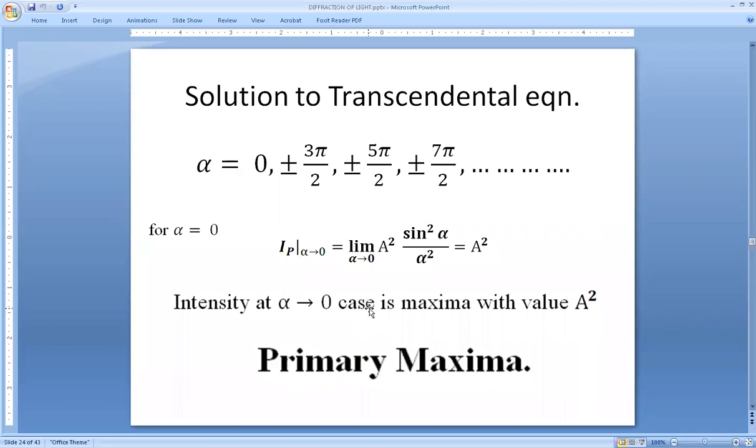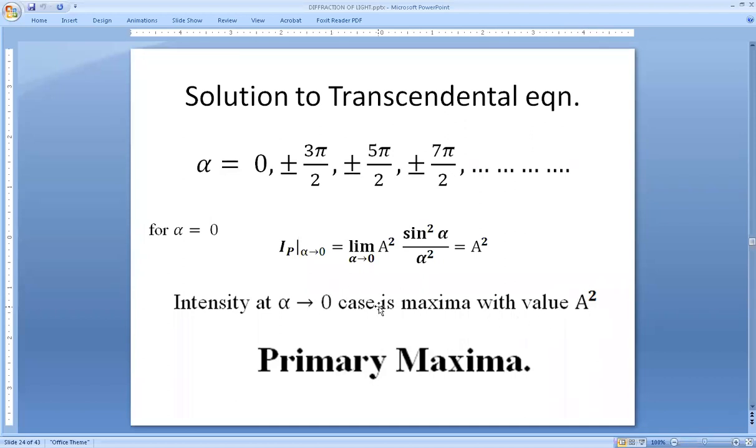Or if you remember the identity from your limits and continuity of mathematics, limit theta tending to 0, sin theta by theta is after all 1, right? So here a square is a constant which can be pulled out of the limit. So a square times sin square alpha by alpha square, which is nothing but 1 square, so it is just a square. So at alpha equal to 0, you are going to get the answer for intensity as a square, which is going to be the maximum among all the others.